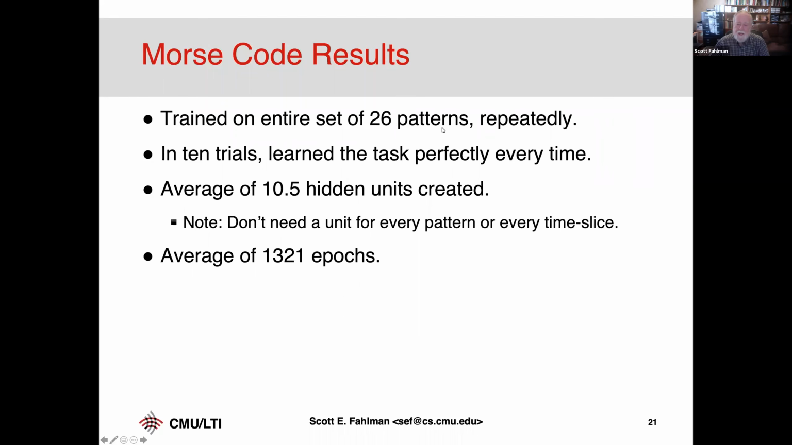We trained on the entire set of 26 patterns repeatedly. In 10 trials, we learned the task perfectly every time. It built an average of 10.5 hidden units, anywhere from, I think, 8 to 16 or something, but basically clustered around 10.5 hidden units. And the cool thing is it doesn't need a separate unit for every pattern. There are 26 patterns and only 10 hidden units. So there's some sharing going on, some cooperation going on. And it doesn't need a unit for every time slice in the strings.